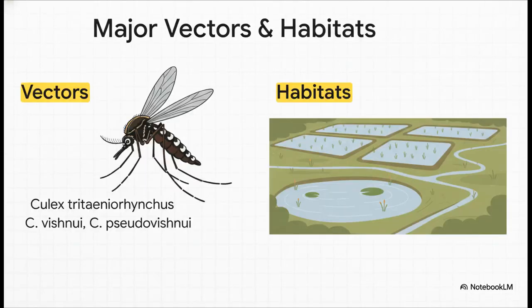So who are the main culprits vector-wise? We're talking about mosquitoes from the Culex genus. Specifically, you want to remember these three names: Culex tritaeniorhynchus, Culex vishnu, and Culex pseudovishnu. And where do they love to breed? Exactly where you'd expect: flooded rice fields, swamps, ponds, and irrigation channels.